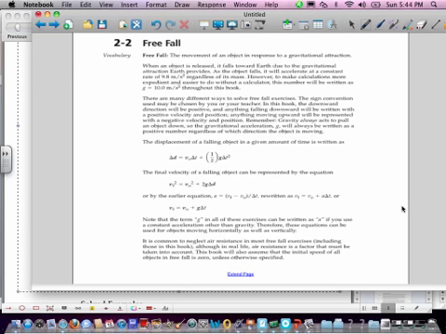All right, let's talk about free fall, and we'll do some free fall problems here. Once again, a reminder, 9.8 is actually the right value for that, but we're going to use 10 just to make it simpler. A couple of formulas that you need to be aware of.